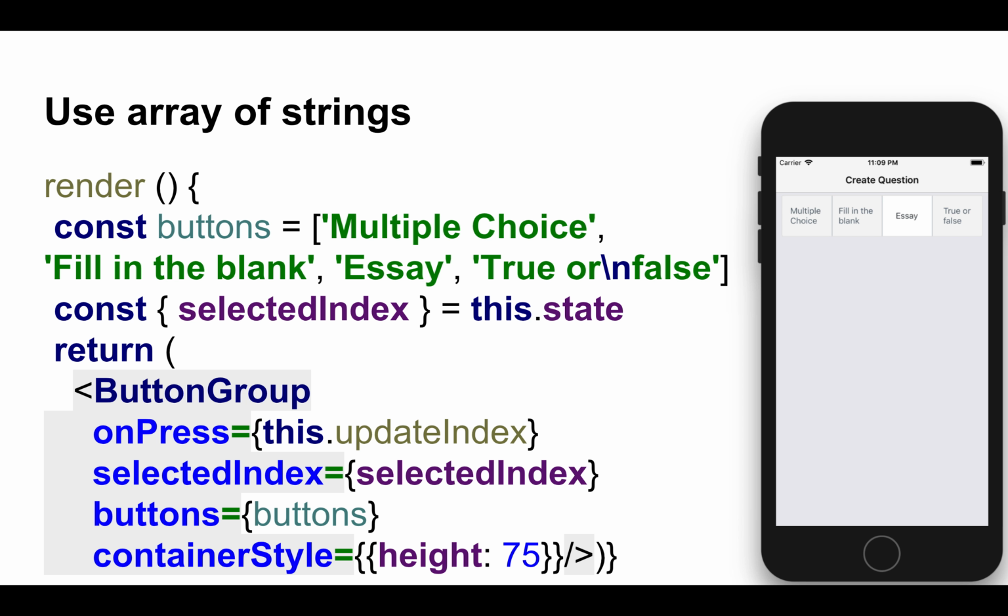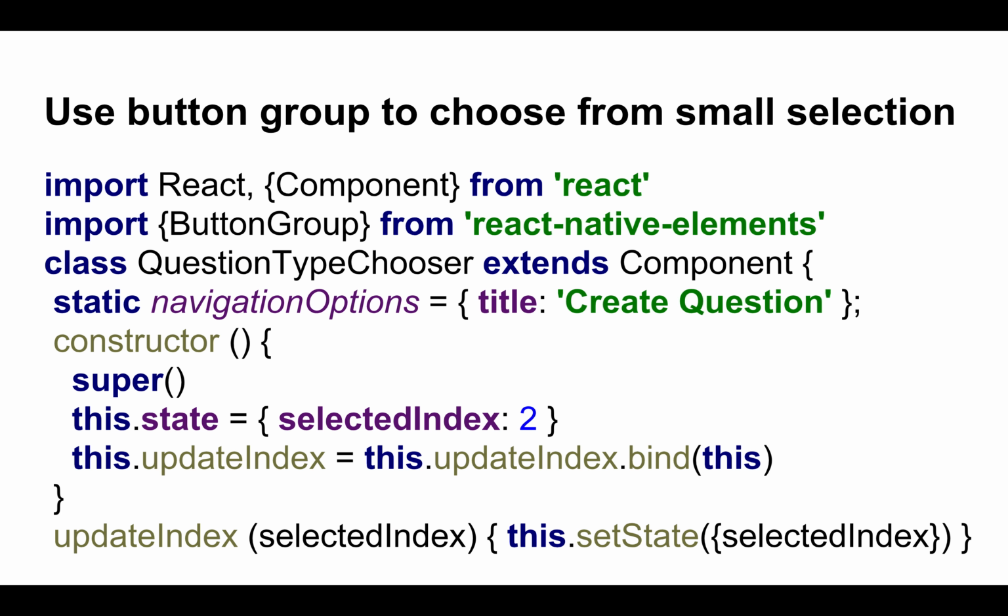So we could use this, for instance, if it's a small set of choices, like for instance, we have 4 types of questions. And so this could be useful, right? So you can choose multiple choice, fill in the blanks, essay, or true and false. So let's take a look at how to build this real quick.